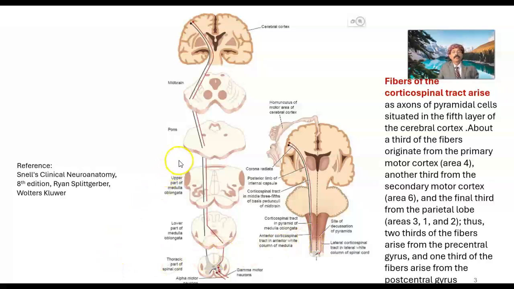So this is the midbrain, this is the pons, this is the medulla oblongata. These three parts form the brain stem. So again, fibers go from the cerebral cortex through the internal capsule to the cerebral peduncle, through the pons to the medulla oblongata, and they cross in the lower part of the medulla oblongata to the other side. Some fibers don't cross there, but they eventually cross in the cervical and upper thoracic region.